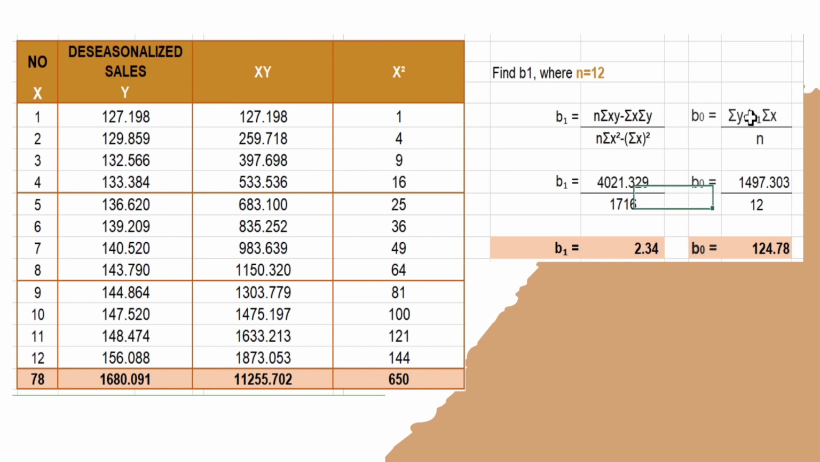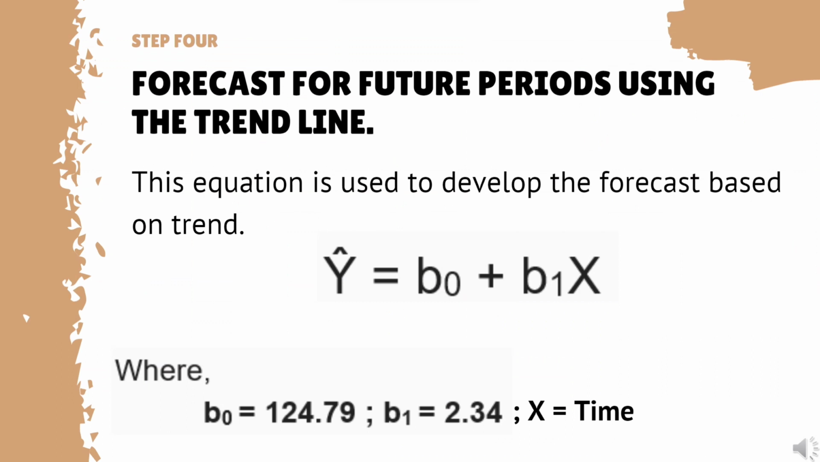So, b sub 0 is the summation of y minus b sub 1 multiplied by the summation of x, all over n. So, the summation of y, that is 1,680.91, minus our b sub 1, that is 2.34, multiplied by our summation of x, that is 78, and that will give you 1,497.303, all over n, that is 12. We need to divide 1,497.303 by 12, then our b sub 0 will be 124.78.